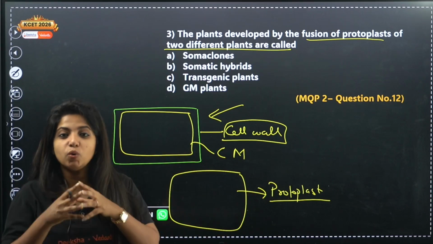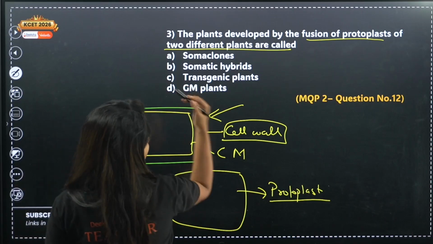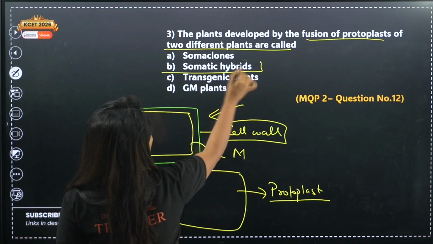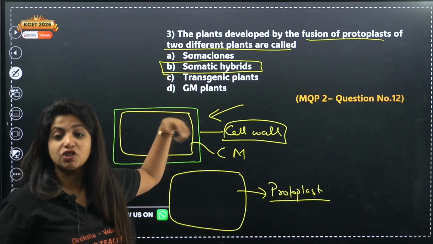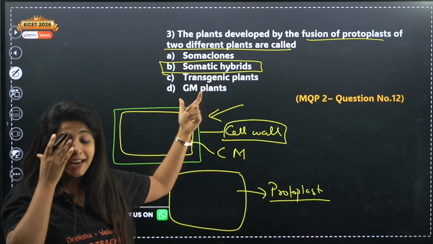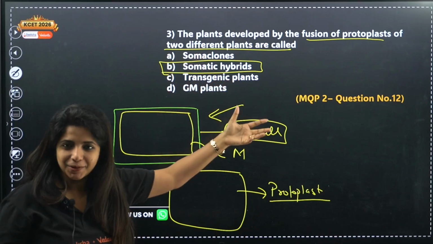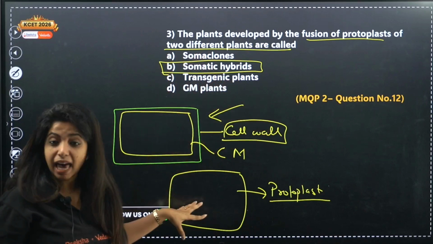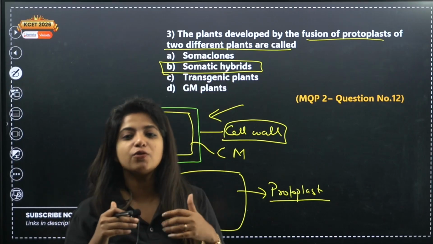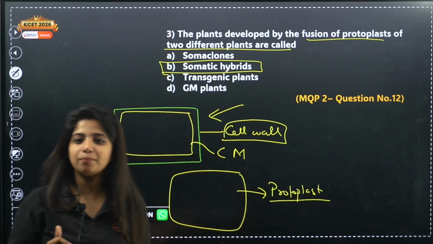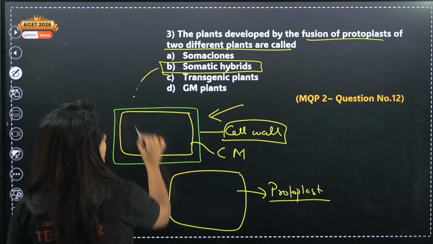This will now be known as somatic hybrids. What will they be known as? Somatic hybrids, not soma clones, not transgenic plants, not GM plants. Please understand, it will be known as somatic hybrids. Always remember that. So an example for this is potato and tomato. Potato and tomato cells were fused. That was an example of protoplasmic fusion, and the things that you get at the end are known as somatic hybrids.